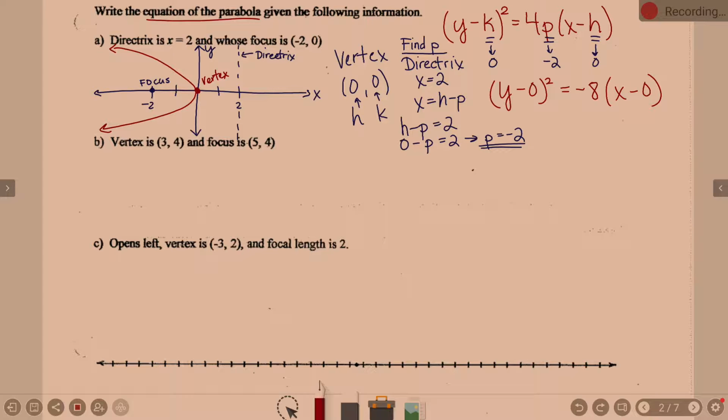What I will say, can I adjust this a little bit since my vertex was 0, 0? Yes. If my vertex was anything other than 0, 0, we would leave it in this form right here. I wouldn't touch it. Since my vertex is 0, 0, you can actually write this as y squared equals negative 8x. In other words, you can drop off the minus zeros on the x and the y.